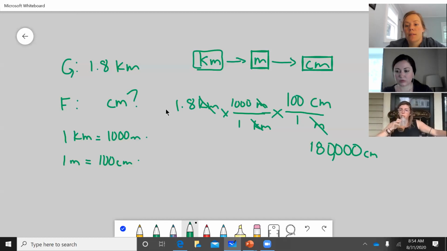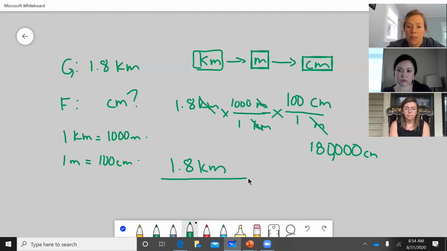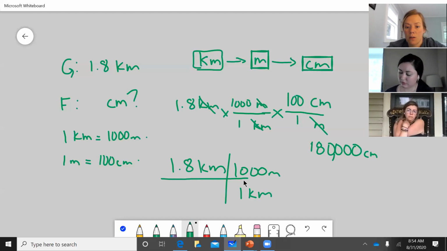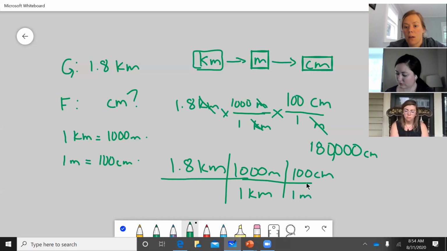So the way that this is written, you will probably start to see me write it more like this: 1.8 kilometers, and I make these lines with boxes, 1,000 meters, 1 kilometer. If you see this, don't be scared by it. This is the same thing as that, just written a little differently. This is the divider bar. These are the multipliers.